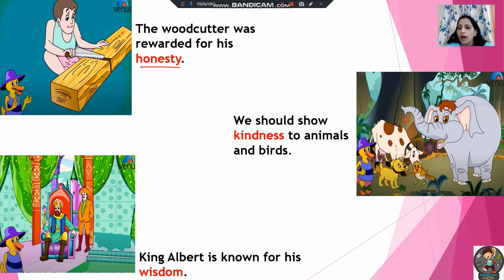Come to the second one. We should show kindness to animals and birds. We should show kindness towards animals and birds. So this kindness, it is a word that can be felt only. Okay. So this will also be an example of abstract noun. Now come to the next one. King Albert is known for his wisdom. So wisdom will also be an example of abstract noun.